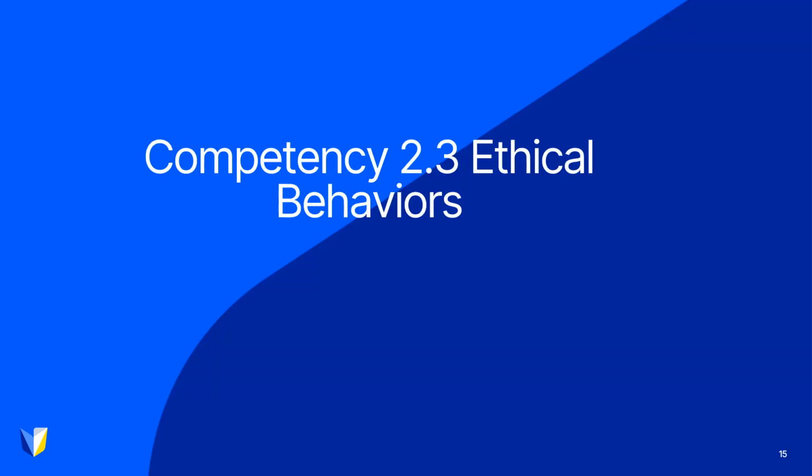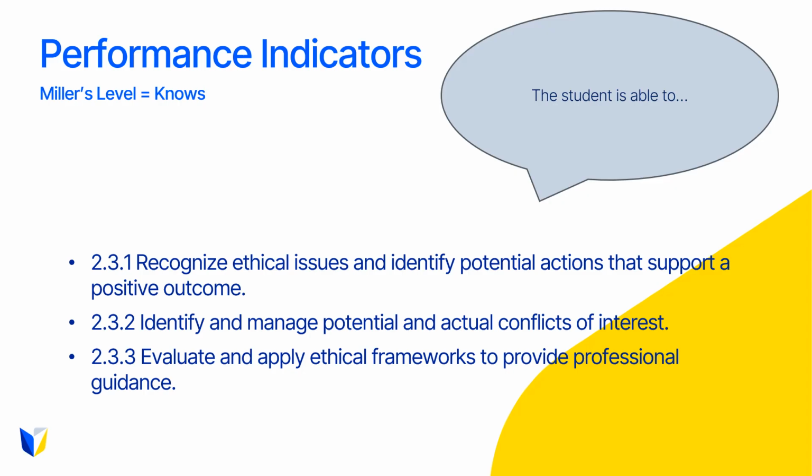Competency 2.3, ethical behaviors. Looking at the performance indicators for 2.3 ethical behaviors, we can see that we're going to be at a Miller's level of knows. So think about it this: the student is able to recognize ethical issues and identify potential actions that support a positive outcome. They're able to identify and manage potential and actual conflicts of interest. They're able to evaluate and apply ethical frameworks to provide professional guidance.